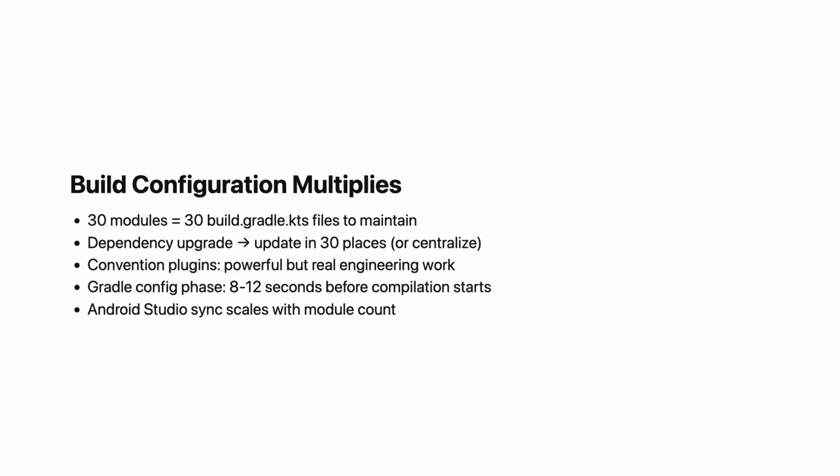Convention plugins are the right answer, but they are not simple. You are essentially writing a build system for your build system. You need a buildSrc or an included build that defines shared configuration. This is powerful once set up, but it is real engineering work that you would not need in a single module project. I have seen teams spend weeks getting their convention plugins right.